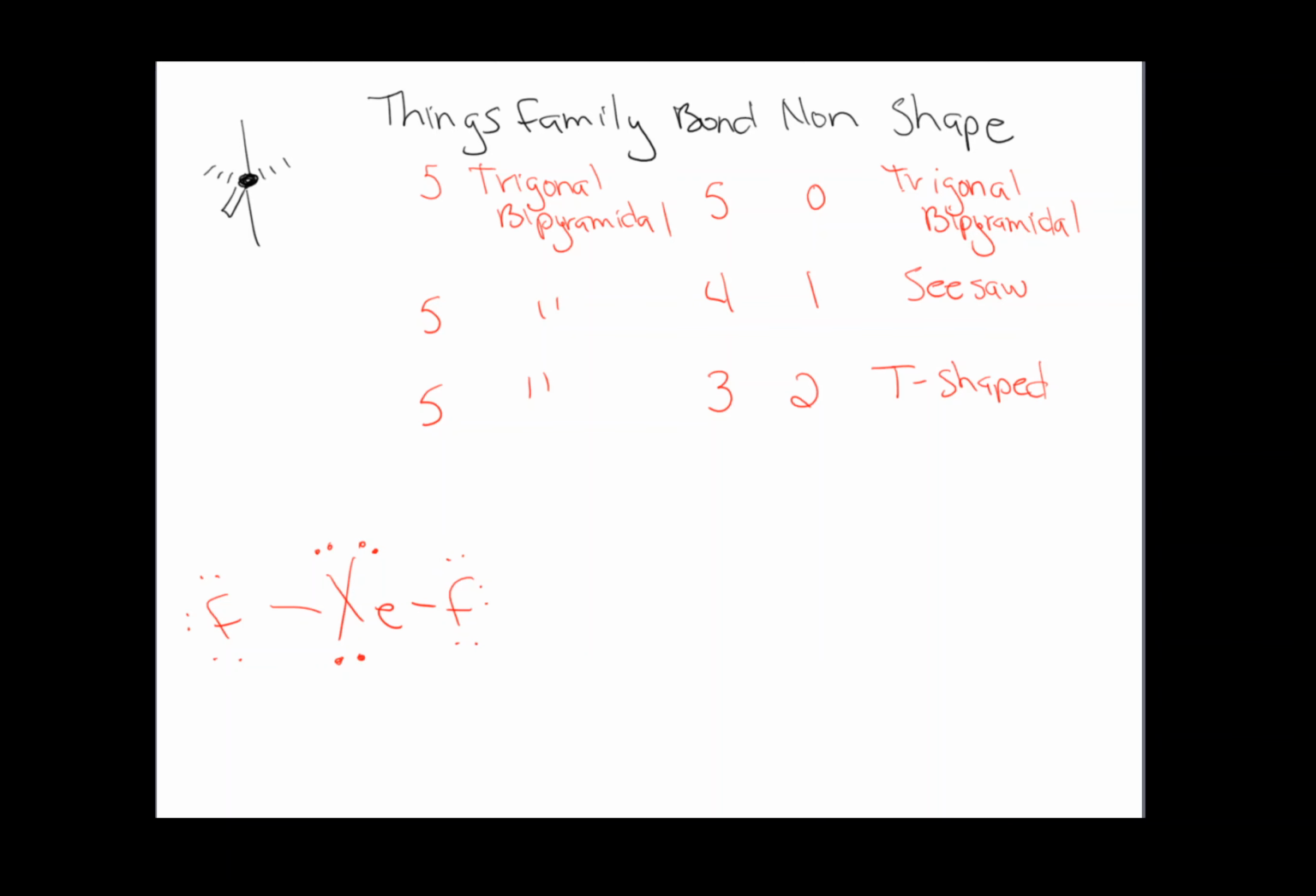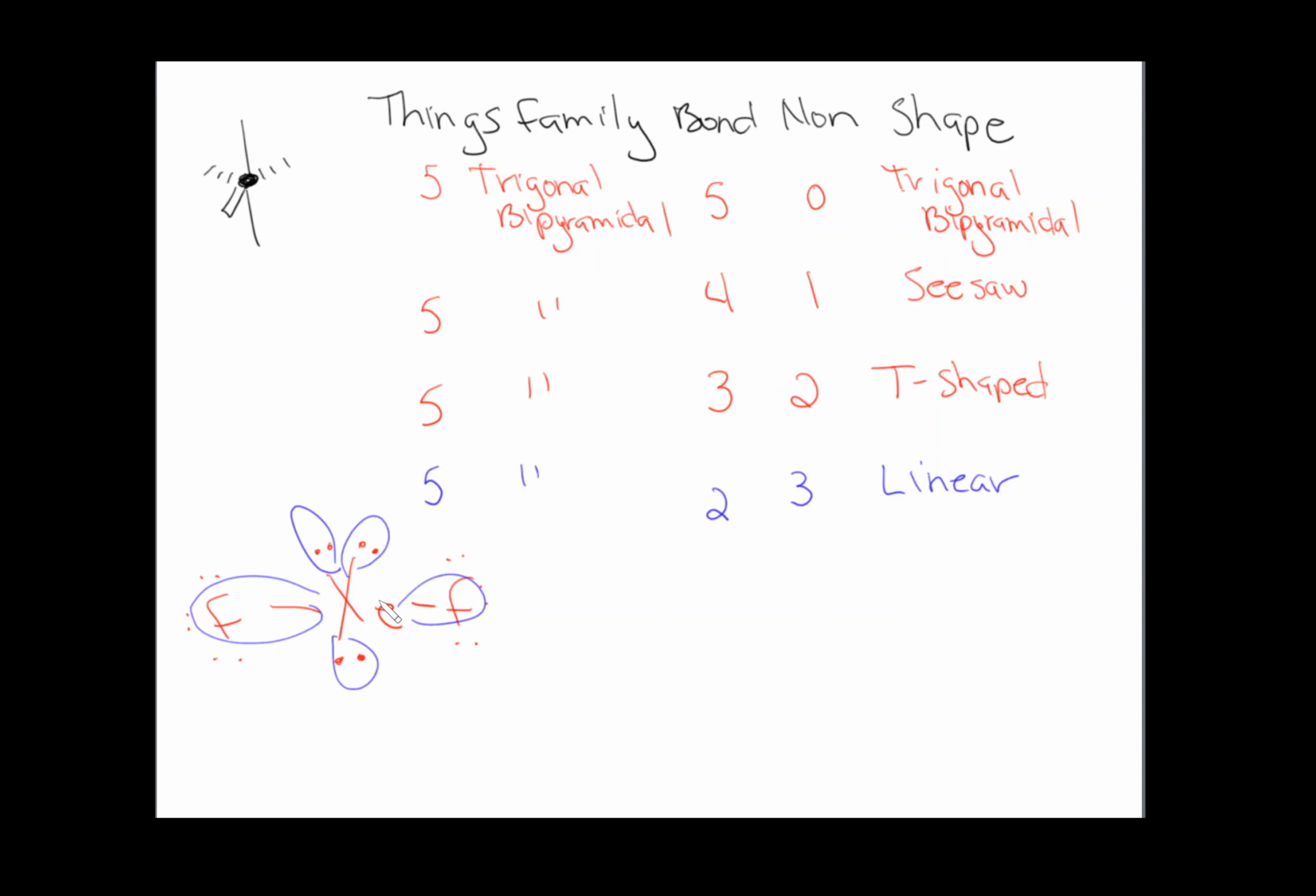How many things are around it? There's 1, 2, 3, 4, and 5. So I'm still family 5, still family trigonal bipyramidal. I have only 2 bonds now. I have 3 non-bonding. And can you kind of see that shape? Is it kind of singing to you? It goes back to linear. It does go back to linear.